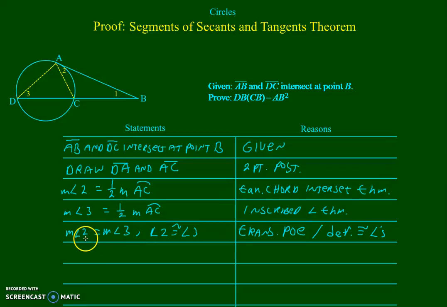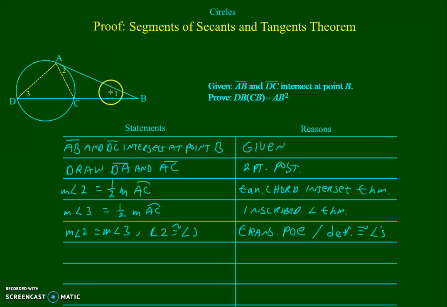So just to streamline this a little bit, we said the measure of angle 2 is equal to the measure of angle 3. That's the transitive property of equality. If A equals B and B equals C, then A equals C. And then because the measures of the two angles are equal, the two angles must be congruent by the definition of congruent angles. Now we have angle 2 is congruent to angle 3.